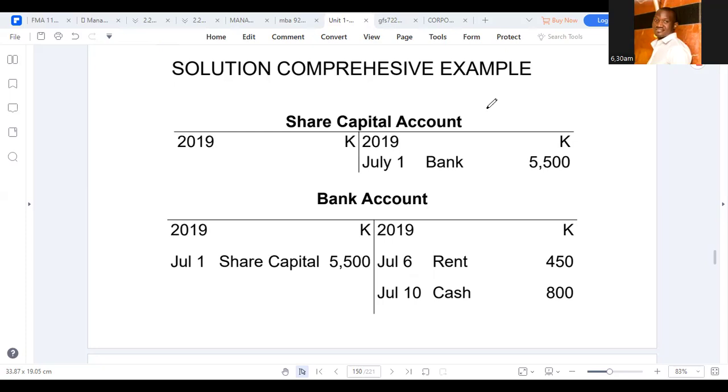So a trial balance is simply a list of balances. And the job of the trial balance is to ensure that these balances what? Balance out. So we have a share capital account, 5,500. So we need to close this account at the end of the month. So this was July 1. So July 31, to close this account, we'll bring the balance what? Carried down.